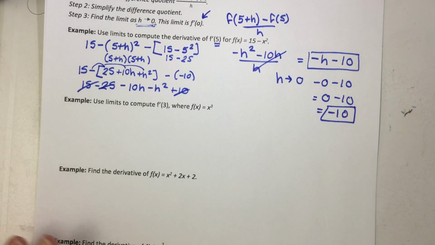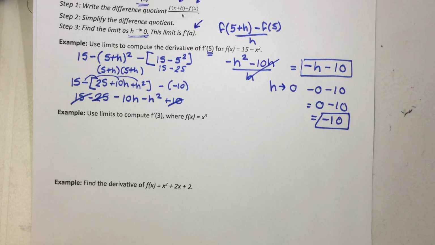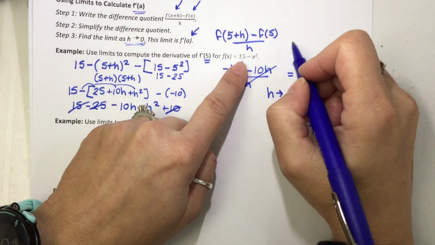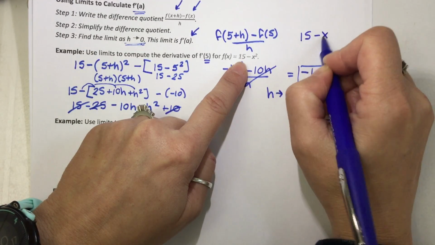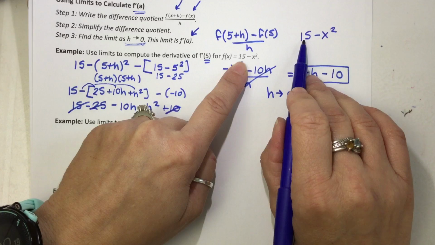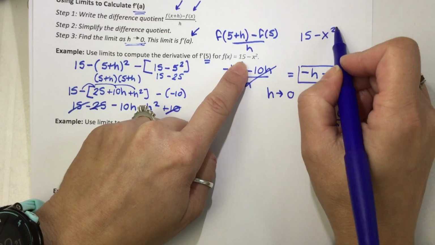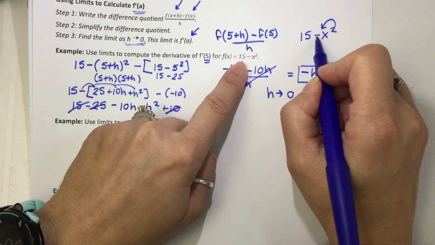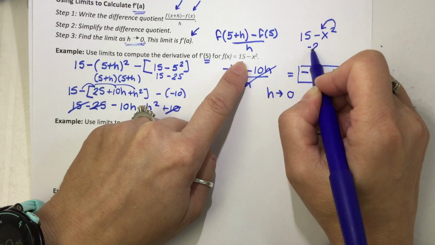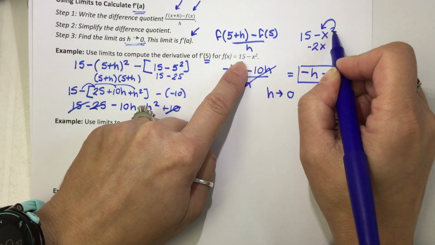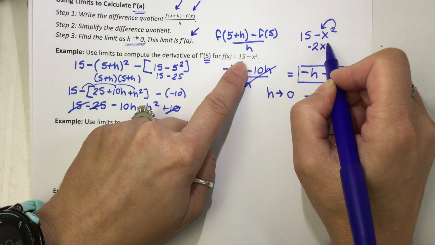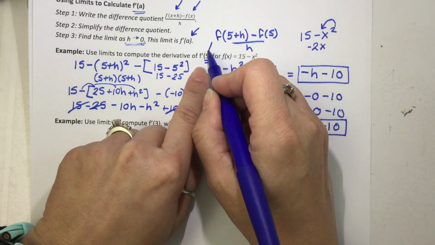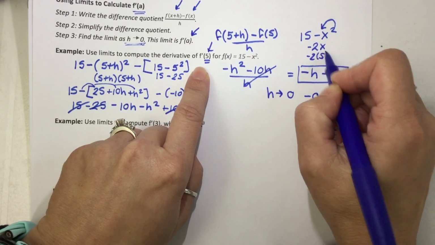Now check this out. This is kind of cool, you guys. One way to check it, I can use the power rule. The derivative of 15 is 0. This 2 would come out front and be multiplied by the negative 1, so it'd be negative 2x. I had 2. If you reduce the exponent, now it's only 1. Take the derivative, fill in a 5.